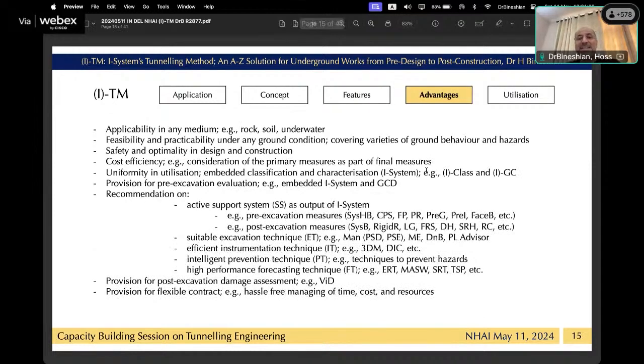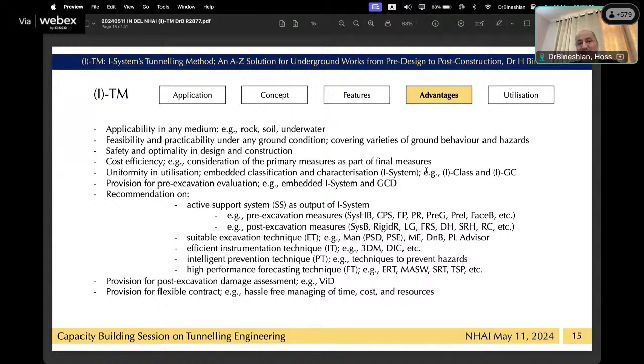What are the advantages of ITM over existing tunneling methods? Applicability in any medium, rock, soil, or underwater. Feasibility and practicality under any ground condition, covering varieties of ground behavior and hazards. Safety and optimality in design and construction. Cost efficiency, consideration of the primary measures as part of final measures.